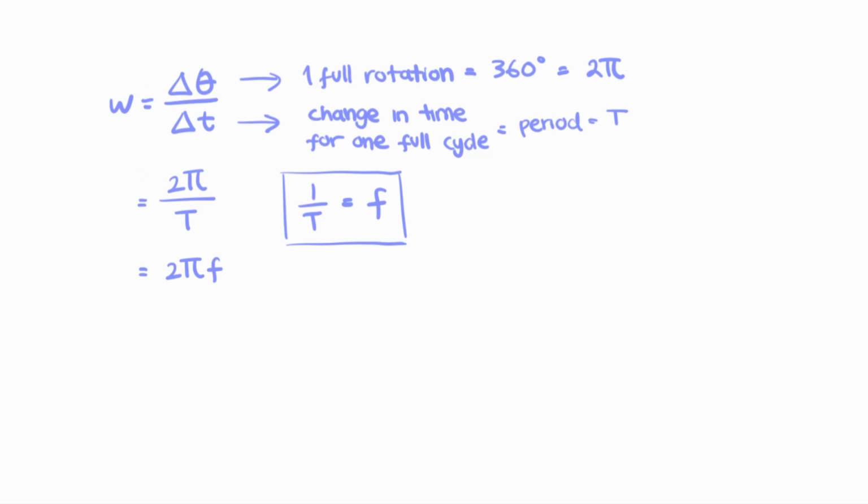Now we can just resubstitute angular velocity in our previous equation with 2 pi radians times frequency, and the new equation will become x position equals cosine of 2 pi radians times frequency times time, multiplied by the radius.